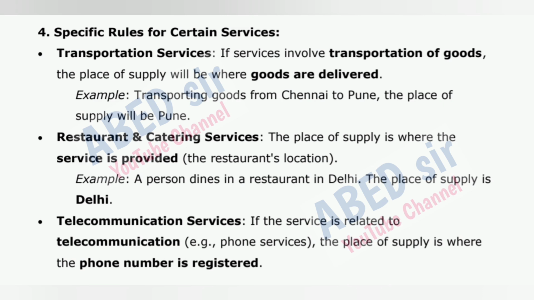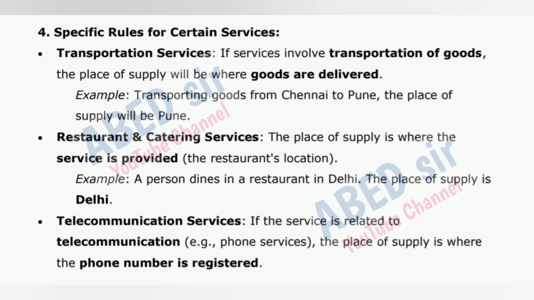Transportation services. If services involve transportation of goods, the place of supply will be where goods are delivered. Example, transporting goods from Chennai to Pune, the place of supply will be Pune. Restaurant and catering services. The place of supply is where the service is provided, the restaurant's location. Example, a person dines in a restaurant in Delhi. The place of supply is Delhi.